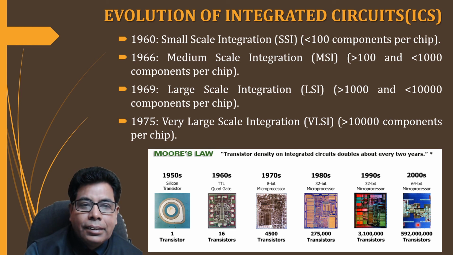So the number of transistors, or the density, on the integrated circuit doubles every 2 years. That is called Moore's law. So if you consider from 1960 to 2000, 40 years, every 2 years it is getting doubled. That's why you get a very large number of transistors now. It's possible. So now they have gone beyond VLSI. We call it ULSI, ultra large scale integration.